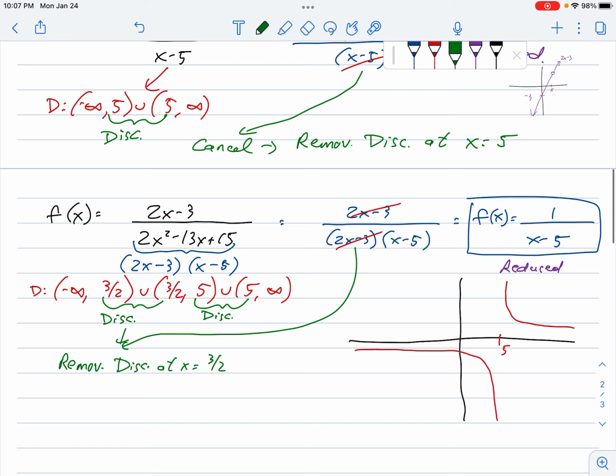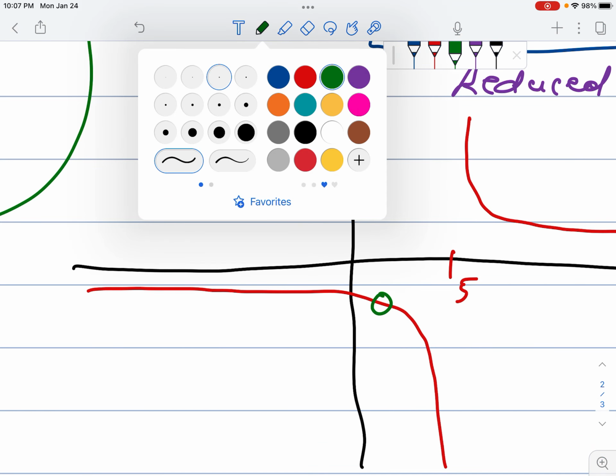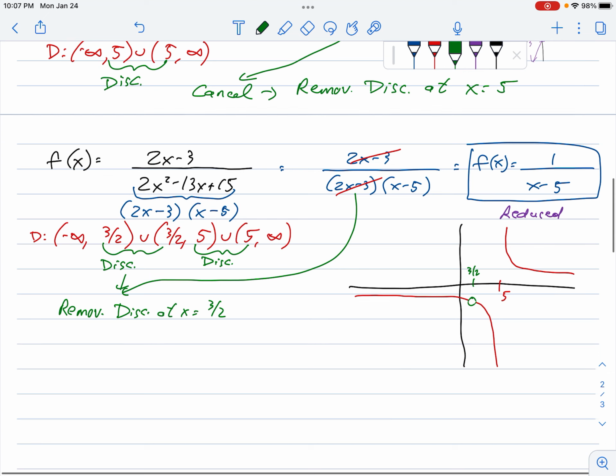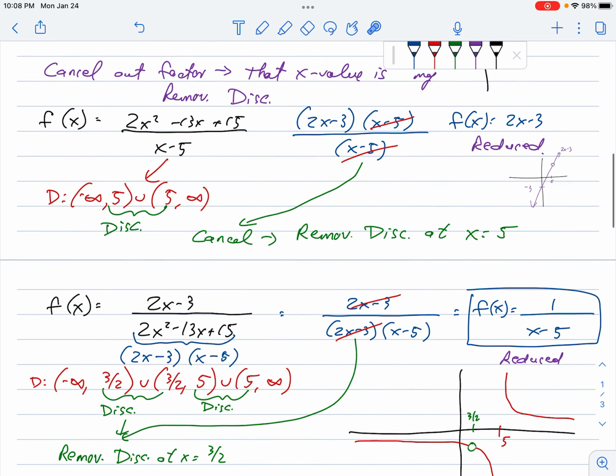But I was able to remove the 3 over 2. So that means somewhere over here, there is a hole in my graph, and that's exactly at the value 3 over 2. Removable means there's a hole in my graph at that x value. When I have a leftover, a remaining factor or factors in the denominator, we call that an infinite discontinuity.